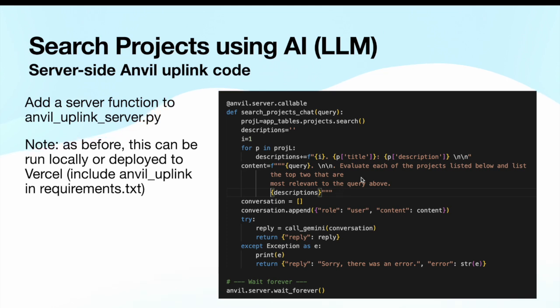Yes. Then, it constructs a prompt for the large language model, including clear instructions to evaluate the projects, and list the 2 most relevant ones, based on the user's query. That's fascinating. A custom prompt for the LLM. This content is then passed to the Call Gemini function, which interacts with the Google Gemini LLM API. Gemini, that's a powerful one. Absolutely. The LLM's reply is then returned to the client side.